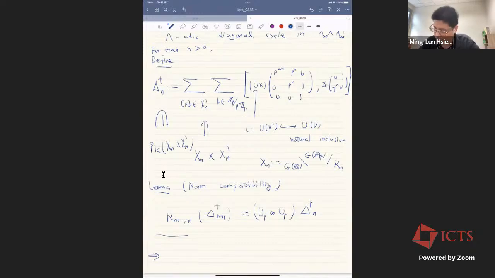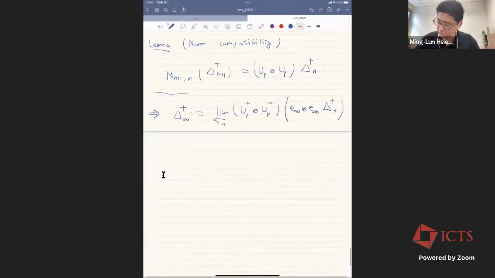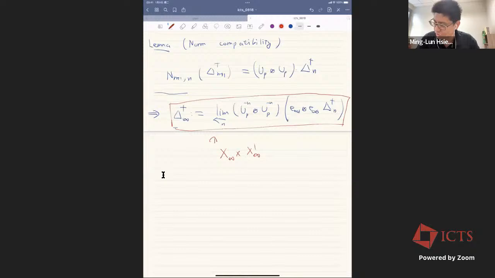So with this lemma, we can introduce non-dyadic diagonal cycles. It's defined by the inverse limit of U_p to the minus n, applied to e_ord tensor e_ord, of the diagonal cycle. So this is an element inside X_infinity cross X_infinity'. Then we can define the p-adic function.